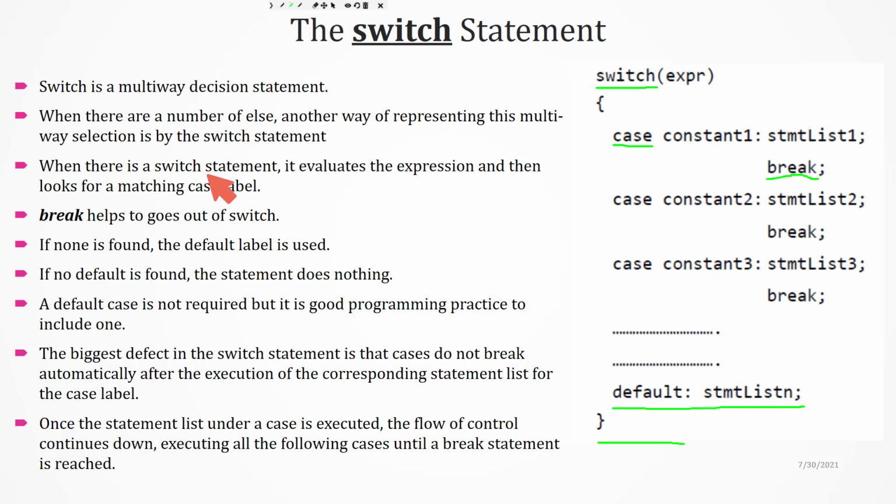So this is the switch statement. It evaluates the expression and then looks for a matching case label. This constant 1, constant 2, constant 3 are called labels. It will be clear when we see the example. It will try to find a match with the expression. Break helps to go out of a switch. We will study break in detail later. For the time being, just understand that to skip the remaining steps, we use break.